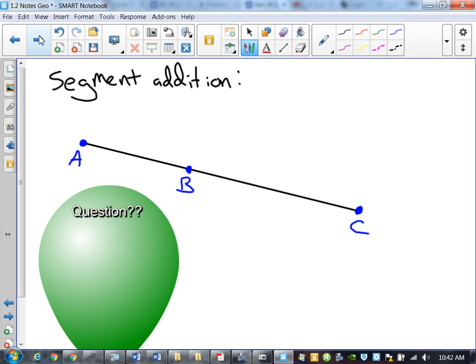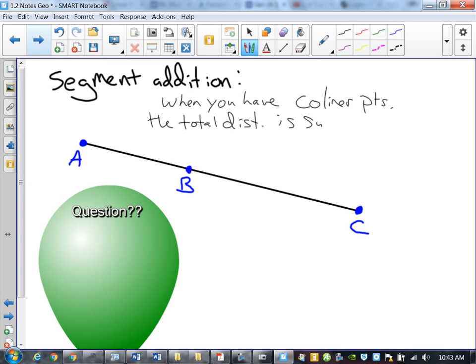So what we have then is called segment addition. Segment addition is when you have collinear points, the total distance is the sum of the smaller segments. What does sum mean in math?